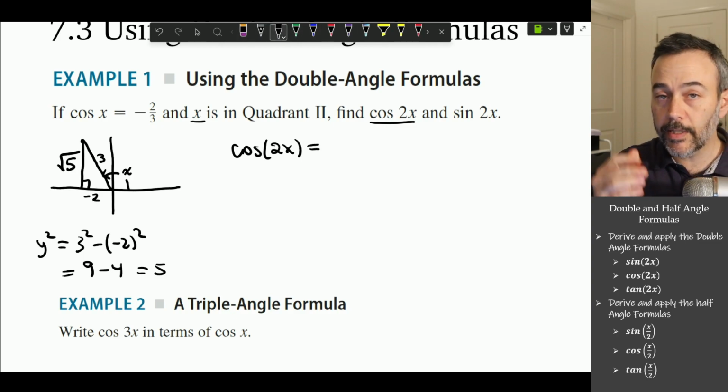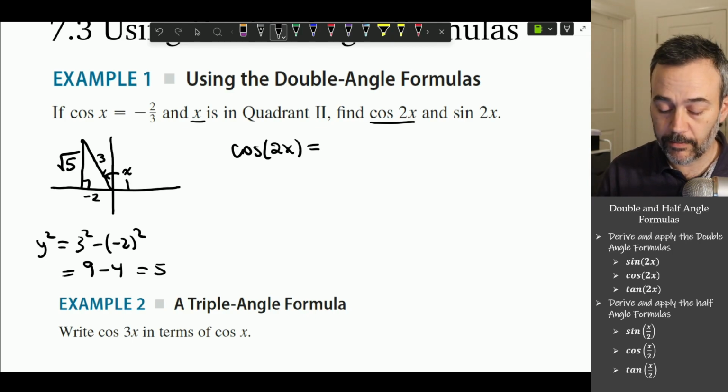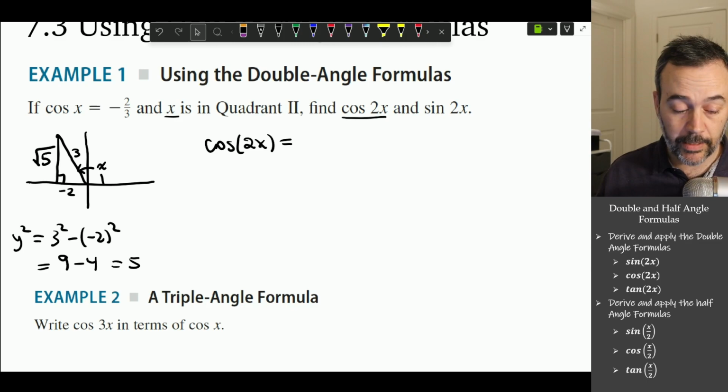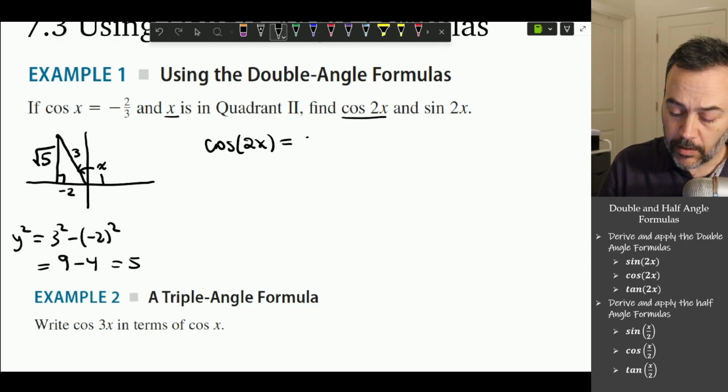Okay, cosine 2x. I don't know how to work with that, but I do know how to work with x because I have the picture in front of me. So what's an identity for cosine 2x? Well, how about cosine squared x minus sine squared x?